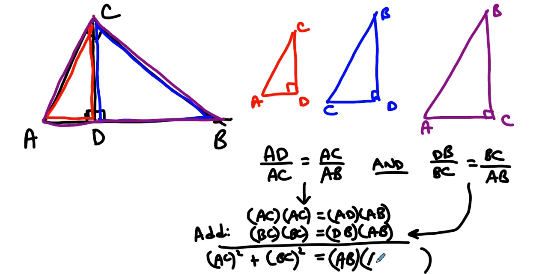But then that other factor is AD plus DB. That's what the distributive property tells us. We can distribute the AB through AD plus DB. But I know what some of you are thinking. Isn't AD plus DB, isn't that just AB? And the answer is yes. And this is the Pythagorean theorem.